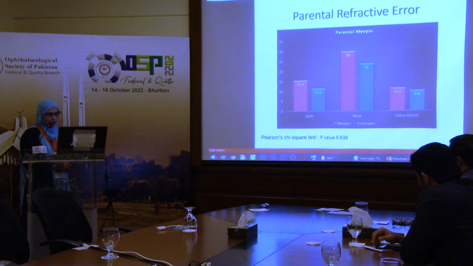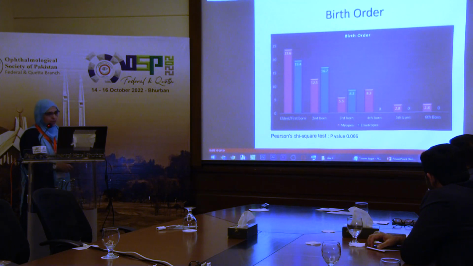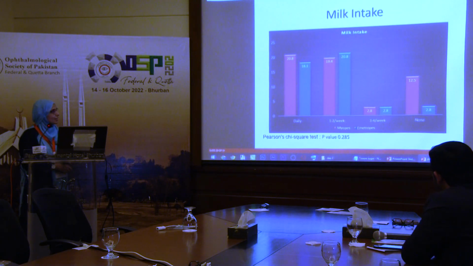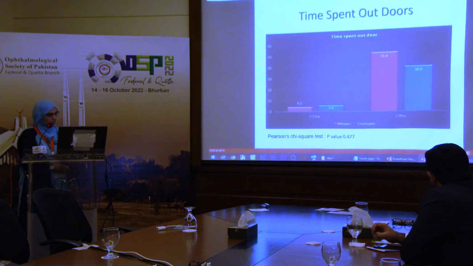However, the parental refractive error as reported in literature had some effect on myopia. We did not find that. Might be the demographic differences can be a cause for this. Birth order did not have any effect on myopia in our population. Similarly, milk intake and egg consumption did not have any effect on myopia in our population.